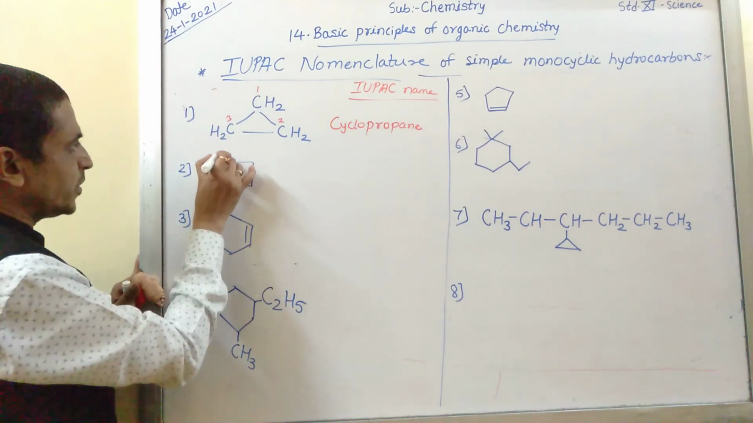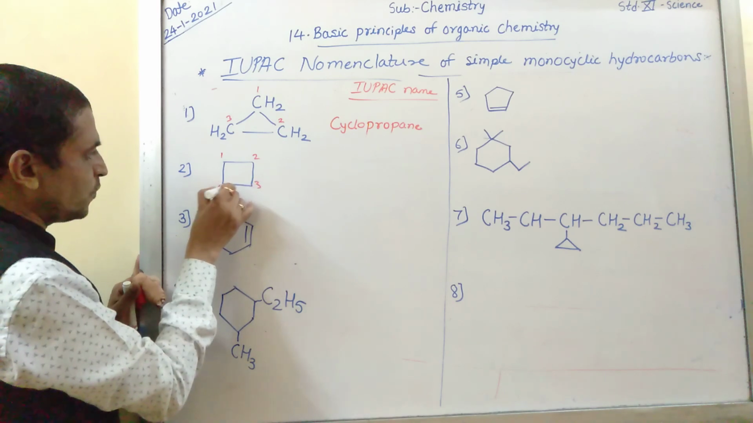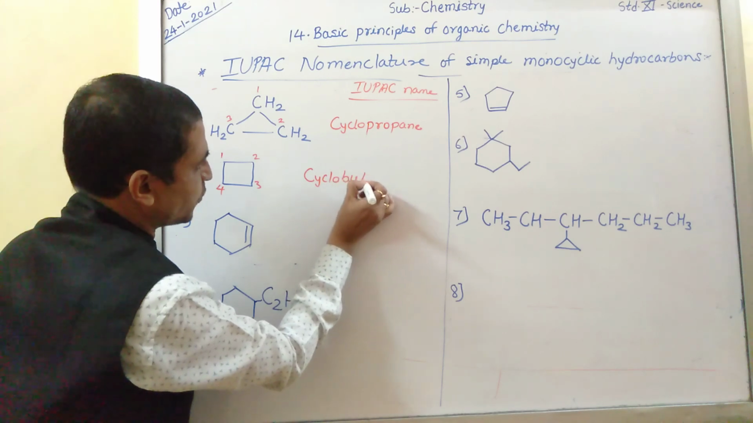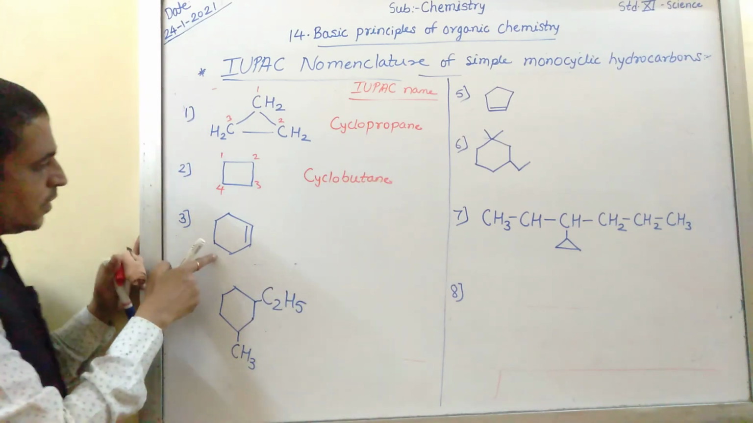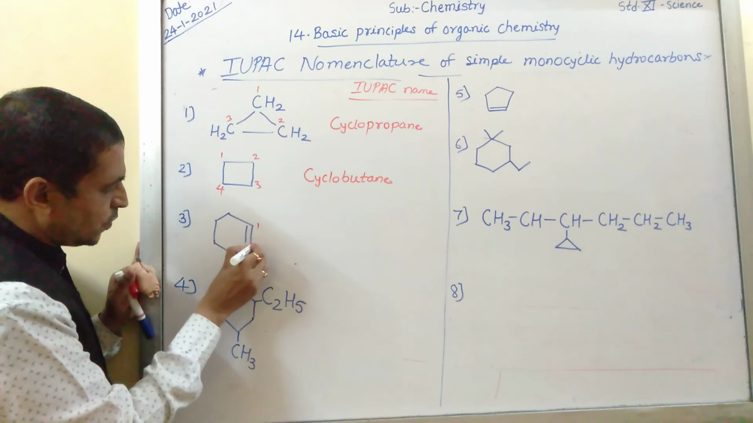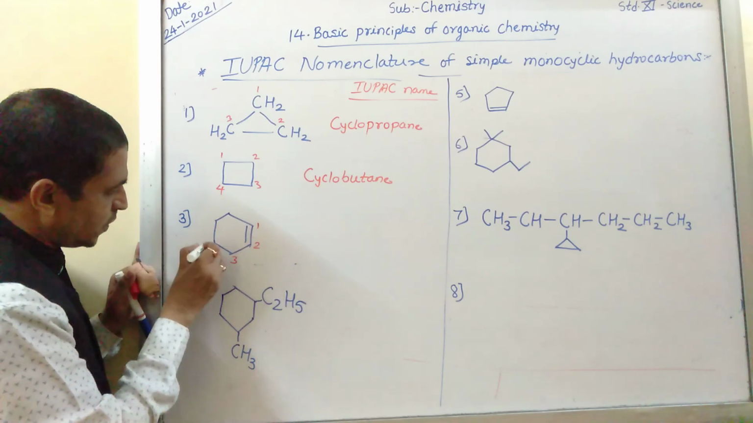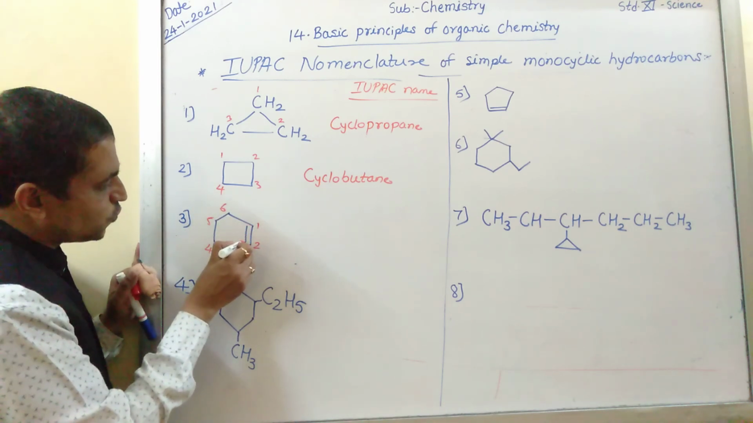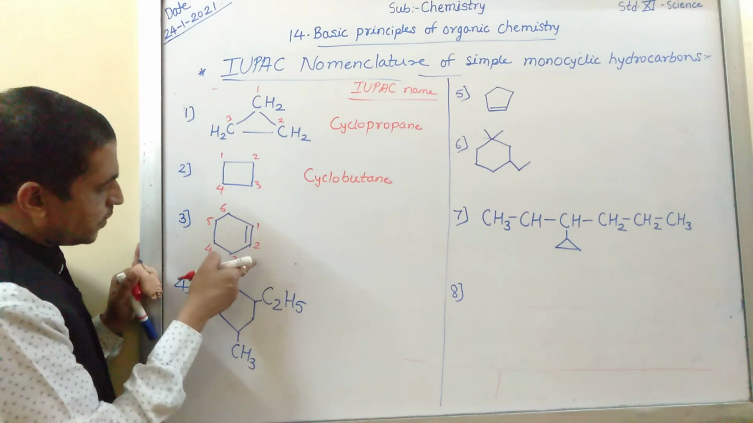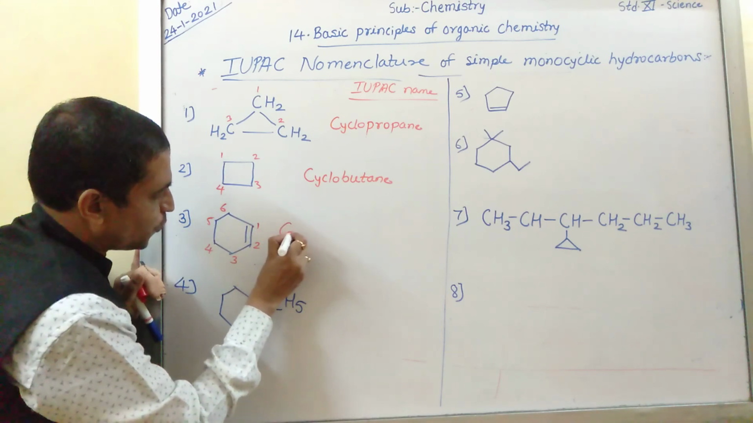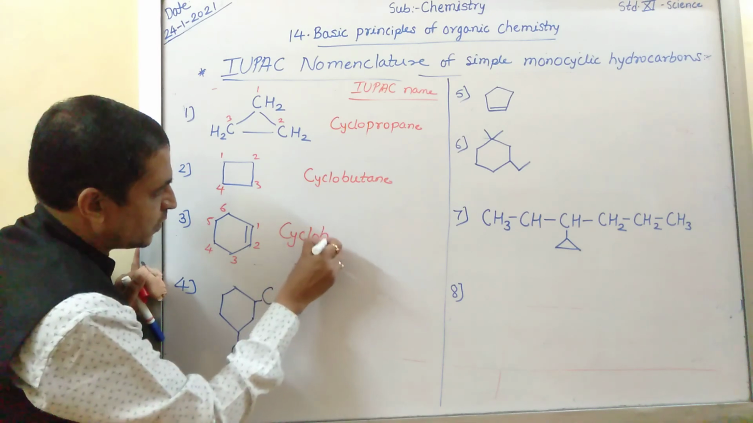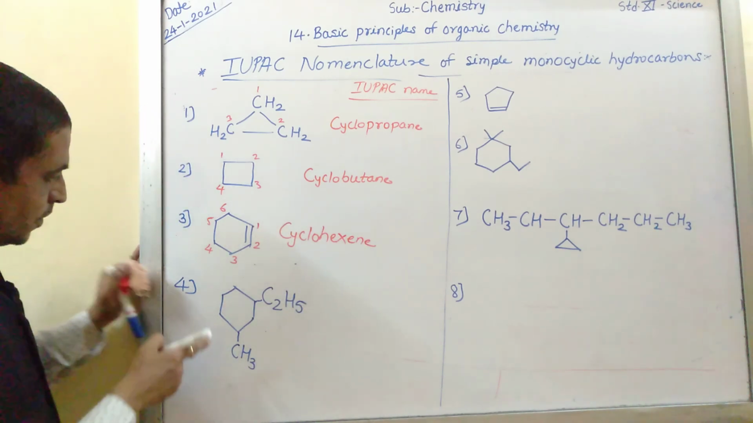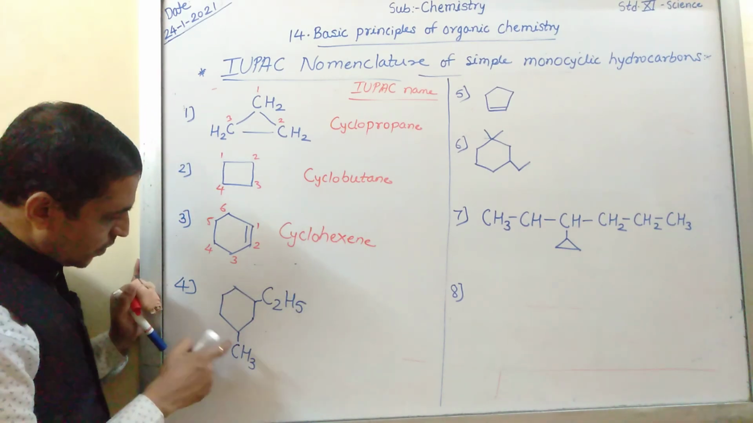For this, count the carbon atoms. 1, 2, 3, 4. So here it is called cyclo, 4 carbon atoms with what? Means cyclobutane. Now here 1. See here there is a double bond. 2, 3, 4, 5, 6. You know that the carbon atom which is nearest to the double bond gets the first number. Here there are 6 carbon atoms. So here you put what first? It is what? Ring. So cyclohex. Double bond is cyclohexene.